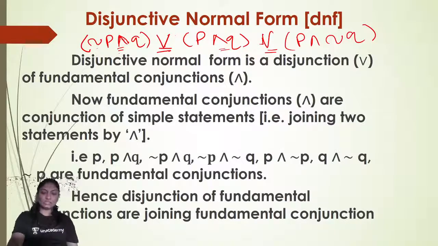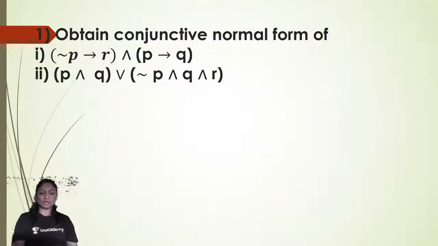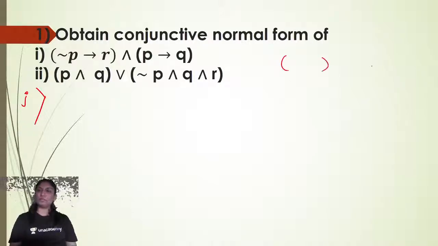Okay. Now we will see the normal forms. Obtain the conjunctive normal form for the given statement: negation of P implies R, and P implies Q. First one we will see. We have to convert it into conjunctive normal form. Conjunctive normal form means we have to convert the given bracket into this form. Ultimately, you have to convert this form into this.